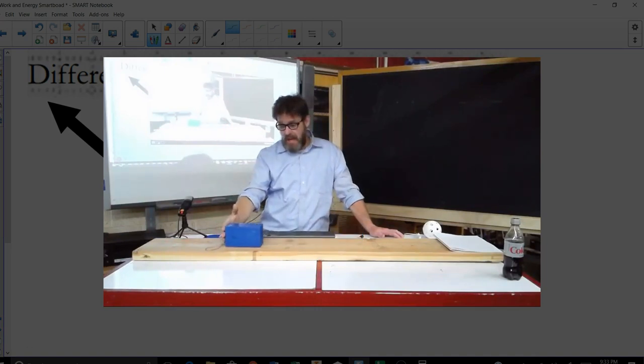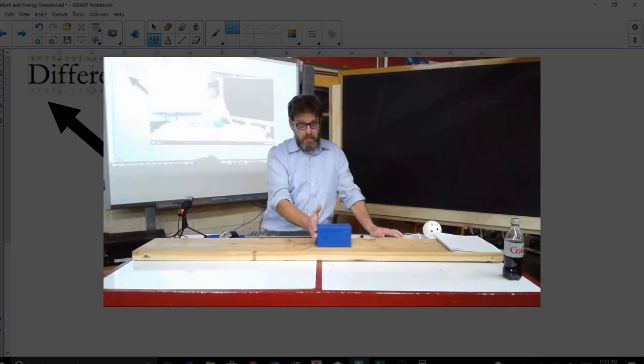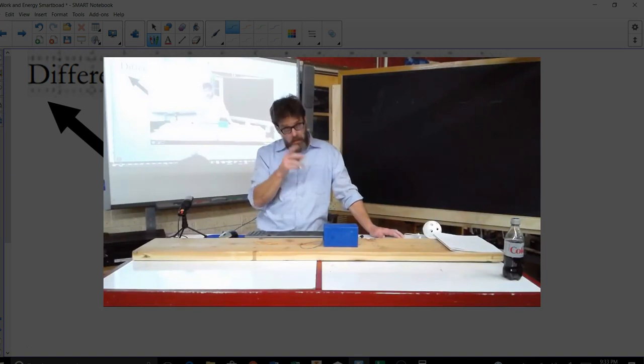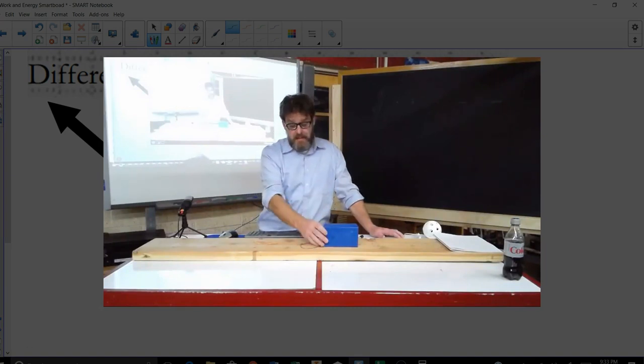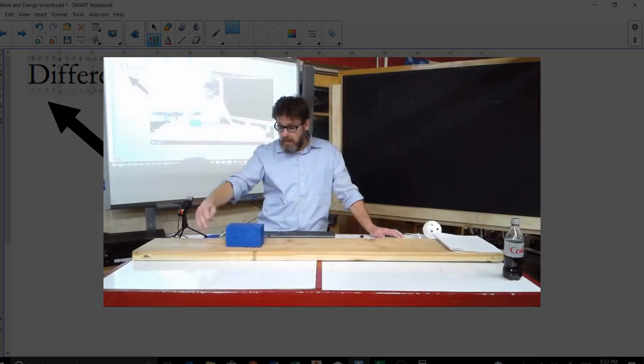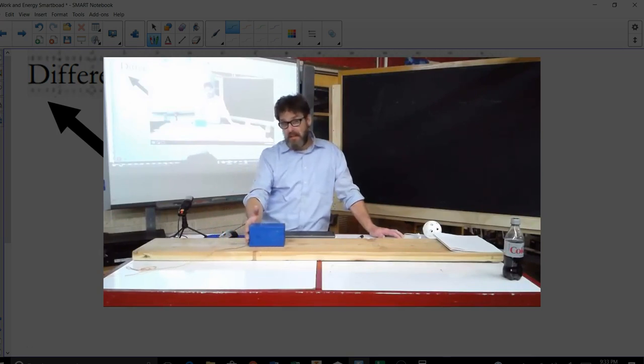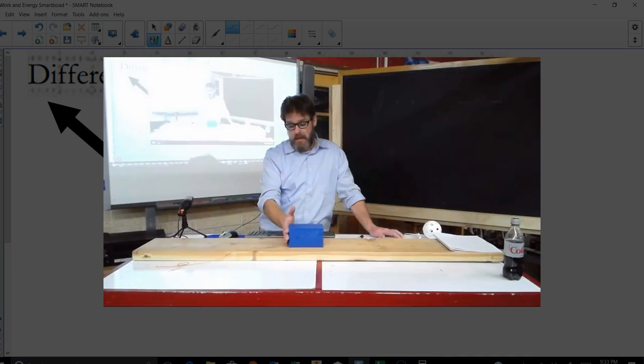Can we say that if I do 10 joules of positive work in doing that, friction does 10 joules of negative work? It turns out, in this case, yes. Here's why. Let's step back for a second and look at forces. If I'm moving this at constant velocity, what's true about all the forces on it?